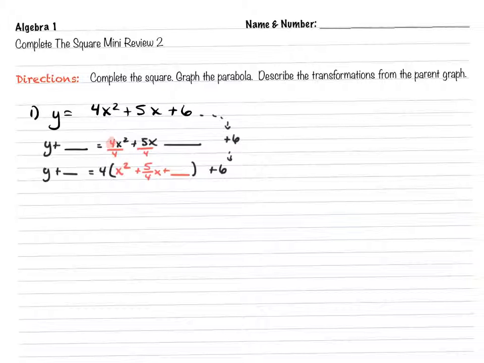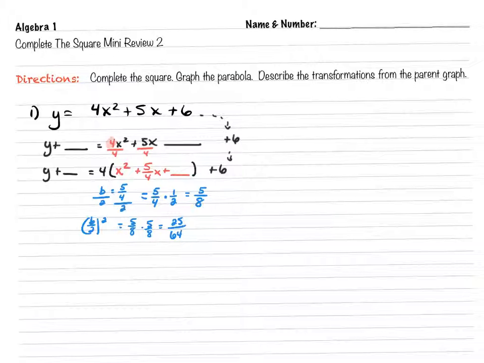So now we're going to calculate our b value in b over 2 and b over 2 squared. So our b value is 5/4. So if I divided that by 2, I would take 5/4 and divide that by 2. But instead of having a fraction divided by a number, we can take 5/4, and instead of dividing by 2, we can multiply by its reciprocal, which gives us 5/8. So then if I wanted to figure out my b over 2 squared, I would take 5/8 and multiply it by itself, and I would get 25/64. So that will be the number that completes my square.